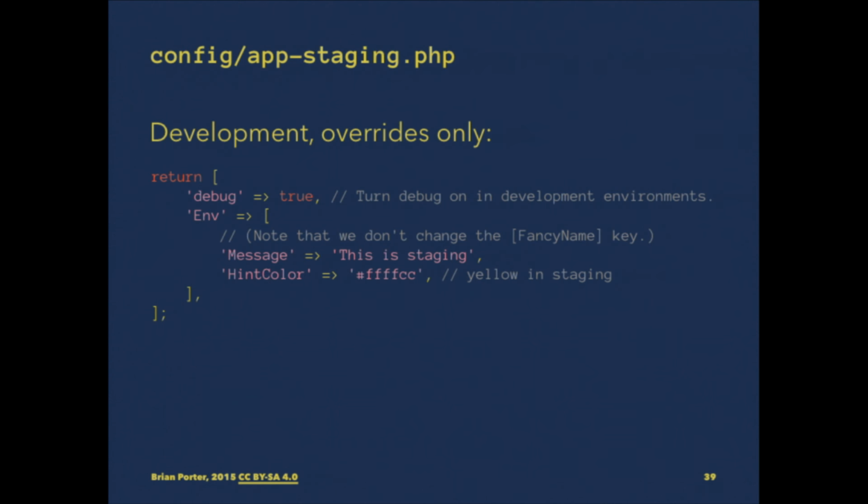Now this is our app-staging.php file. It's just an override file. So all we're going to do is turn on debug, and then we're also going to override the message and the hint color so that our users or our admins, or wherever we expose this in the app, will have an idea about what the current environment is. And again, note that we haven't changed the fancy name. We're going to fall through to the production config and still continue to use that in staging.